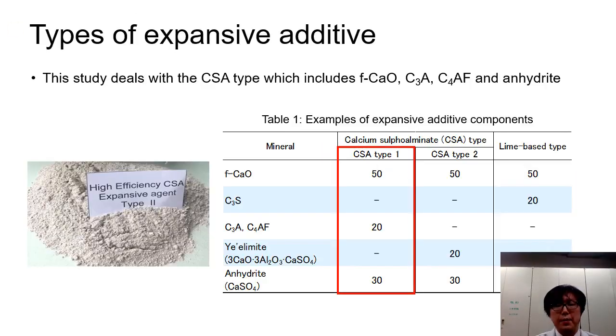Expansive additives are roughly divided into lime-based type and CSA type. And in addition, there are two types of typical CSA type expansive additive. One is composed of free lime, anhydrous gypsum, and ilmenite, and the other is composed of minerals such as C3A and C4AF instead of ilmenite. This study deals with CSA type expansive additive including C3A and C4AF.